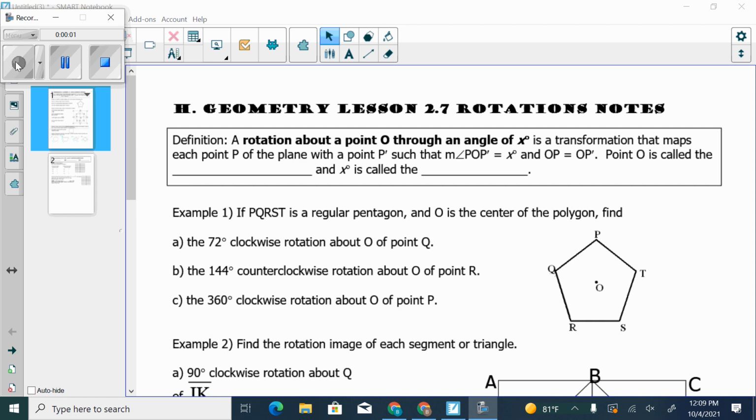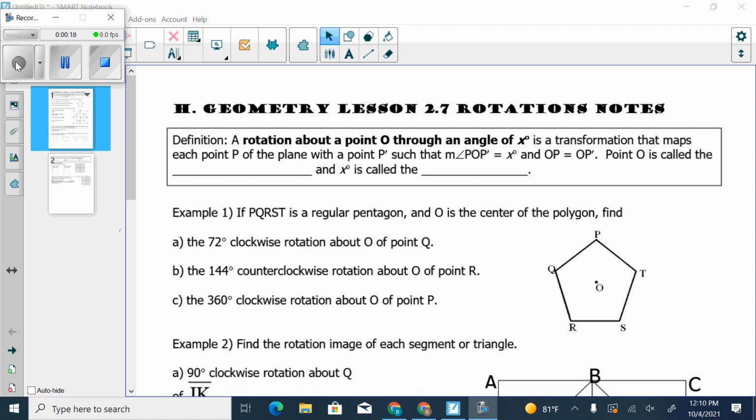Everybody should have these ones in front of them. Put your assignments to the side. We're going to be talking more about rotation. Okay? We said that rotation is the one where you have some image and you just turn it some amount. All right? Still stays the same image, it's just being turned.